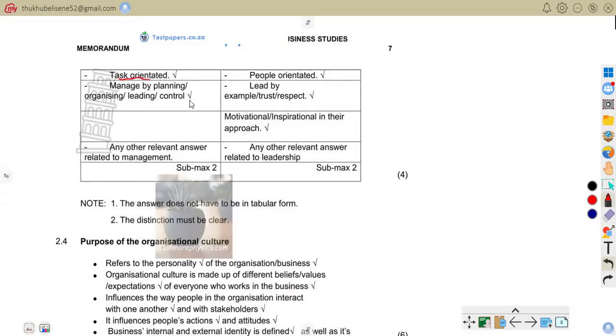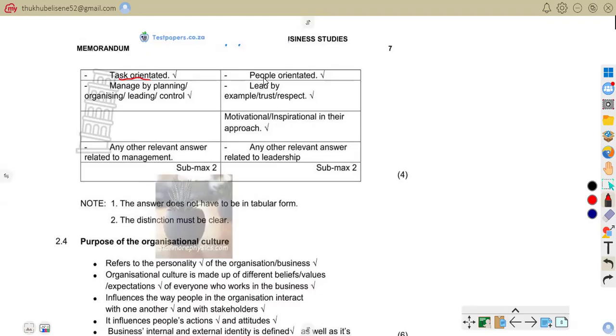So management, they are task-oriented. For example, they focus on meeting daily output targets. They also manage by planning, organizing, leading, and control. So they plan a budget, organize staff, lead, and then control expenses. That's what it means.